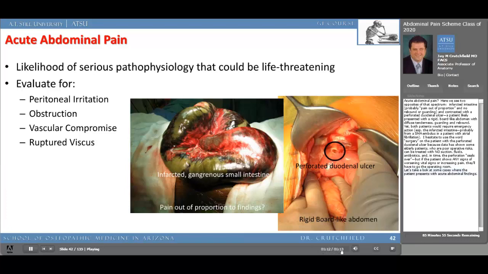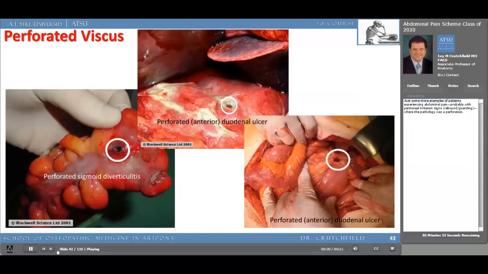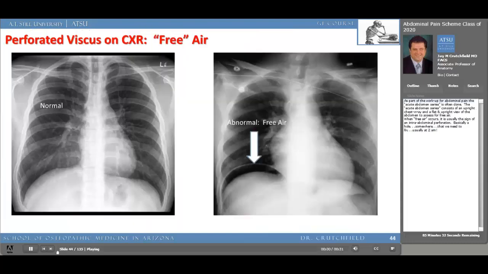You may remember from your cardio and pulmonary courses that as part of the workup for abdominal pain, the "acute abdominal series" is often done. The acute abdominal series consists of an upright chest x-ray and a flat and upright view of the abdomen to assess for free air. When free air occurs, it's usually the sign of an intra-abdominal perforation, basically a hole somewhere that we need to fix, usually at 2 a.m.